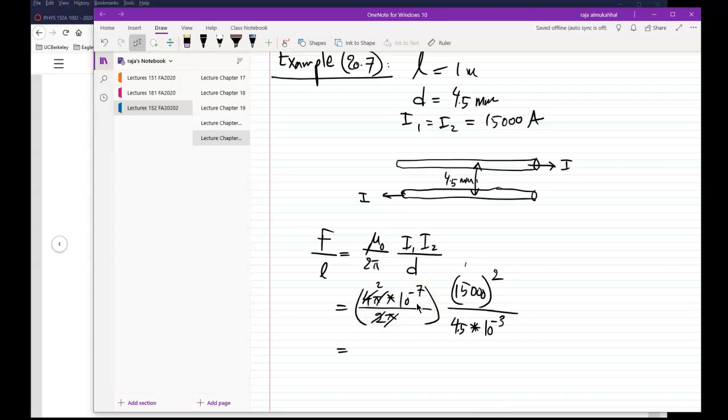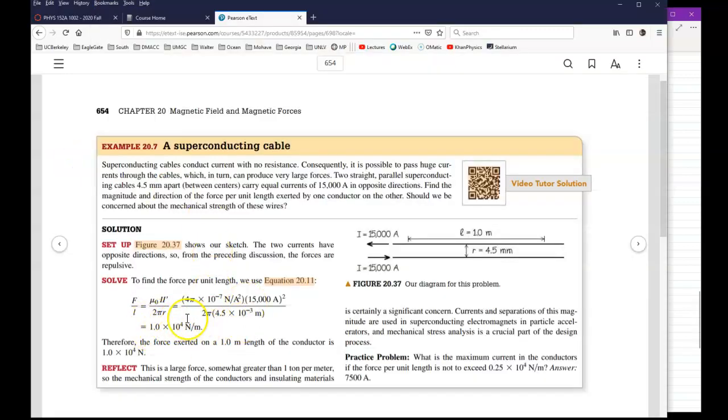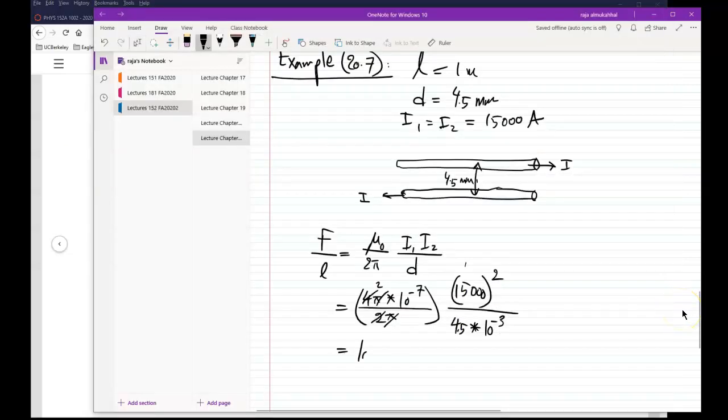And then you work it out, and I'm just going to get the answer from the book. It says 10 to the 4th. And what's the unit on it? Since he said force per unit length, it's just going to be Newton per meter. Got it? Okay, all right, good.